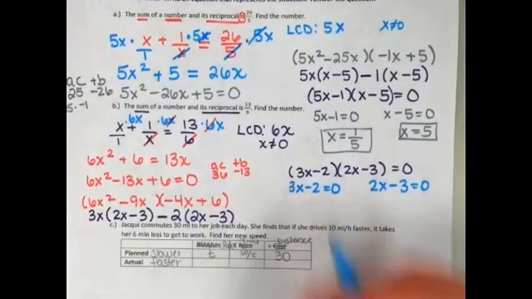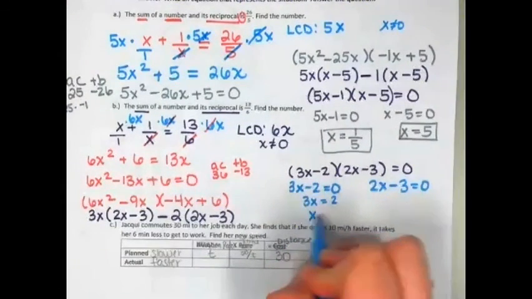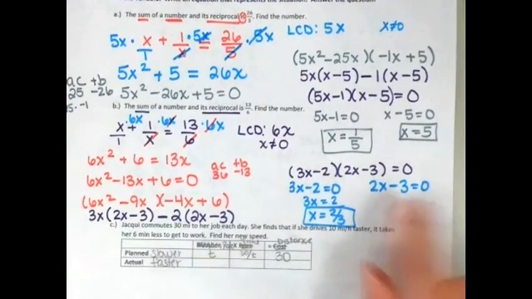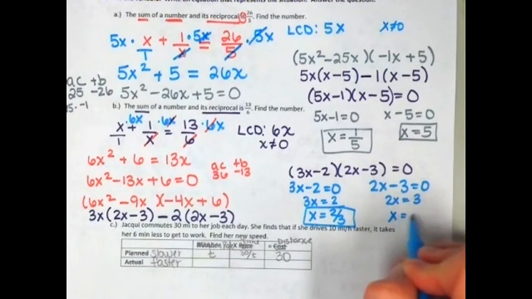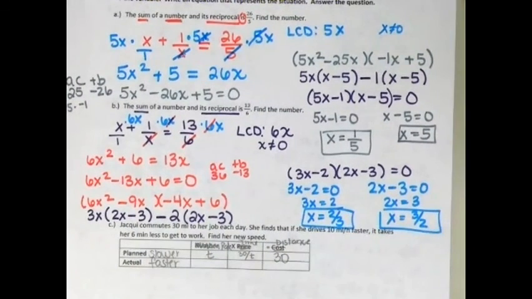So I'm going to add the 2. So I get 3X equals 2. Divide by 3, so I get X is 2/3. Add the 3. So I get 2X equals 3. Divide by 2, so I get 3 over 2. Aren't those reciprocals of each other? Yes. So just like that. Any questions with that too?